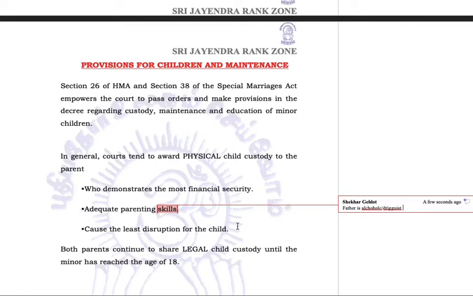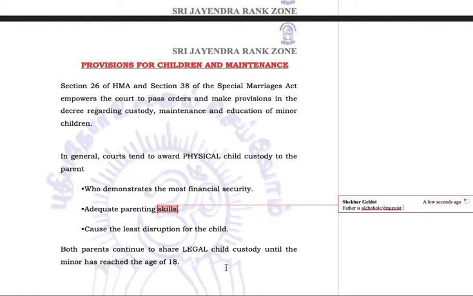Okay, so there are so many considerations upon which a court will decide which parent shall have the custody, but both parents continue to share legal child custody until the minor has reached the age of 18. Legally, they both will be custodian of the child until the child becomes 18.